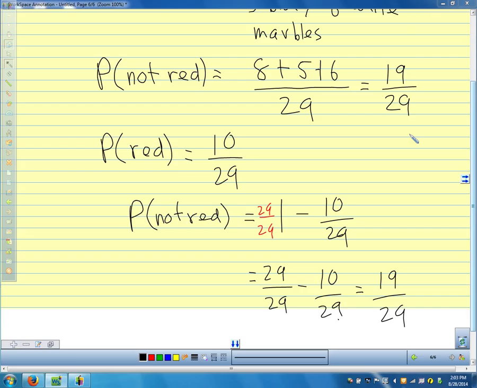You can do these problems either way. Some of the problems will say use a complement to find such and such, and what they want you to do is do this process, just showing that you understand what a complement is. Sometimes on more complicated probability problems, it's easier to find the complement than it is to find the probability we're looking for, and then you can just subtract from one and you're set.